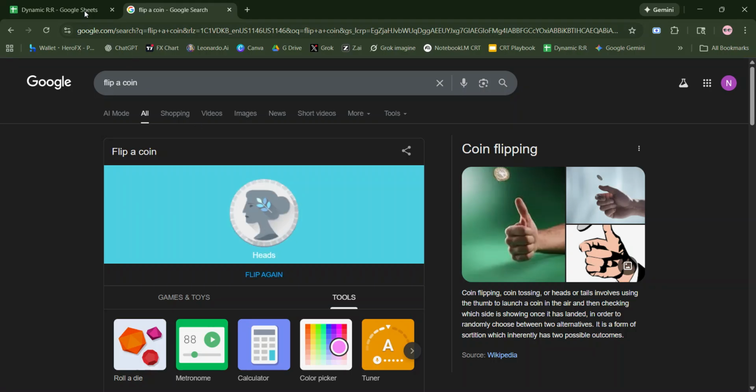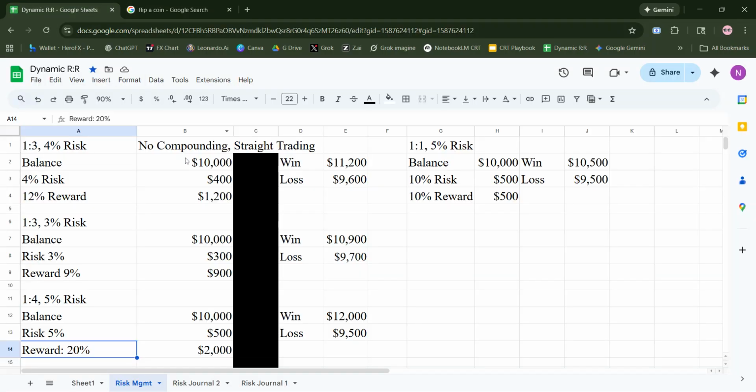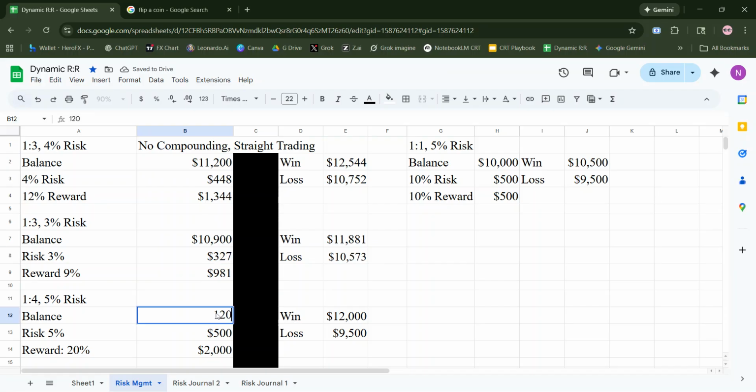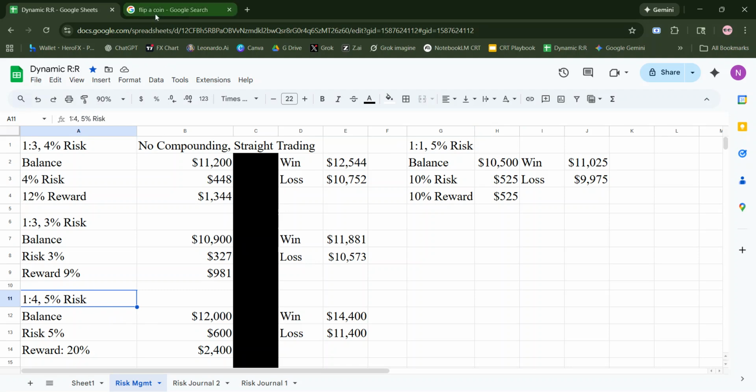For the first trade, we start out with a winner. So this will be 11,200, 10,900, 12,000, and 10,500. Okay, so just after the first trade, obviously the 1 to 4 risking 5% is ahead, but they're risking the highest risk to reward. So of course that's the main reason why. But let's keep going.